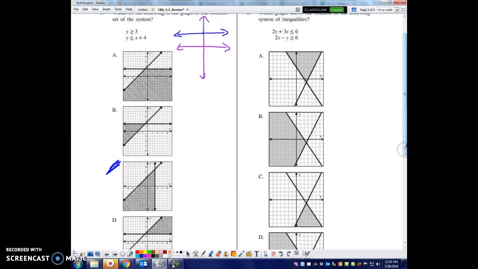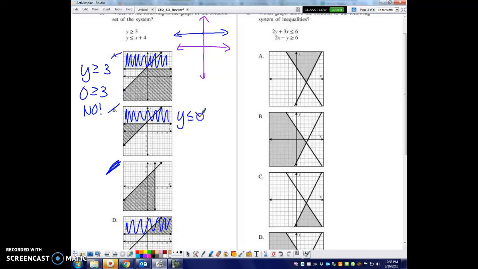So now let's see which side we need to shade here. So 0, 0, we're taking y is greater than or equal to 3. 0 greater than or equal to 3. Is that true? No. So we need to shade above. So which one can we already mark off? Looks like both of these, but let's just test the last one to be sure.